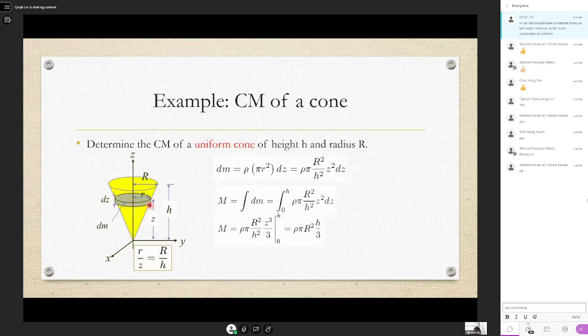To calculate the mass of this slice, dm means change in mass of this slice. So dm, the mass of this slice, is given by rho. Rho now is our mass per unit volume. Take rho times volume. How do you find the volume of this slice, this pizza here? You take pi r squared, which is the surface area, times dz. That's the volume of this small slice. So rho times volume.